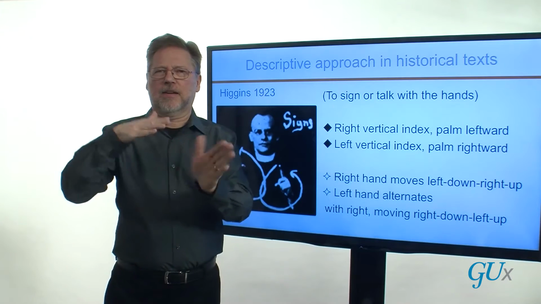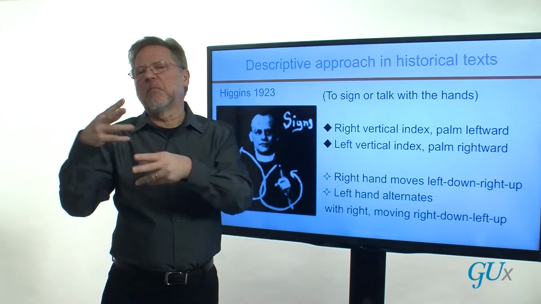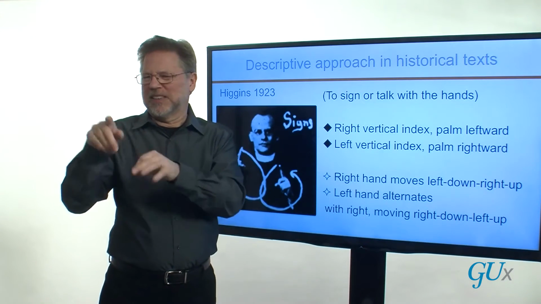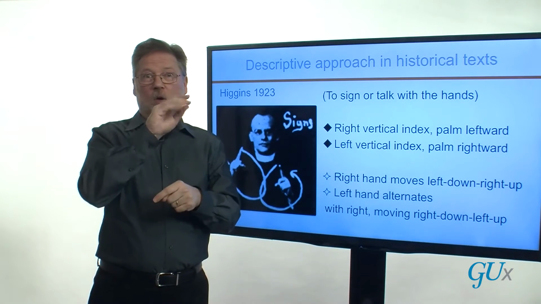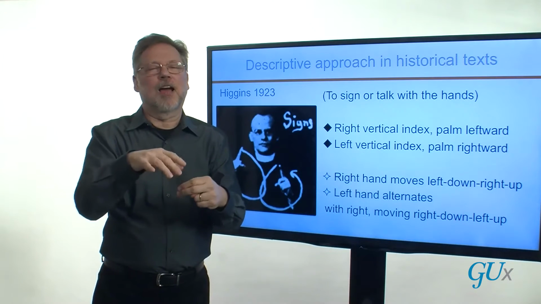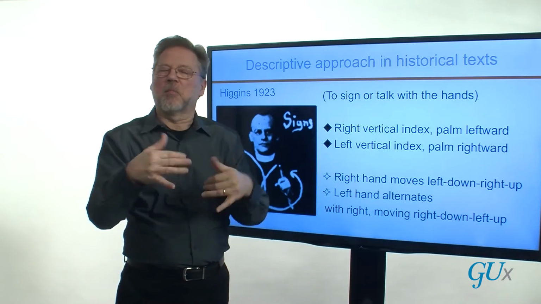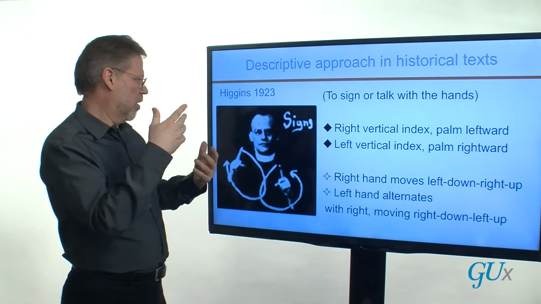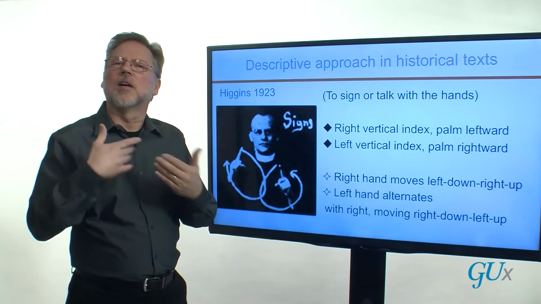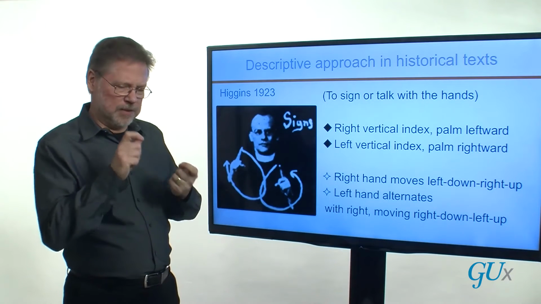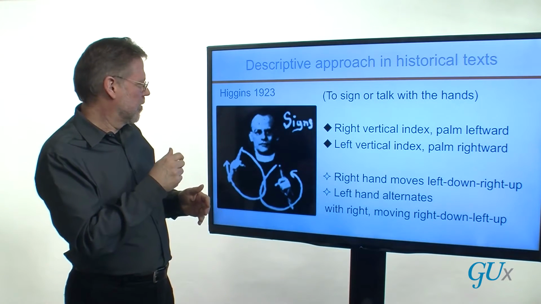Now, the plane is important. This is recognized in later research and is included in chirology, but Stokoe didn't explicitly mention it. Still, it's relevant in discussing this sign. So next, I'd like to discuss exactly what Higgins' version would look like using chirology.